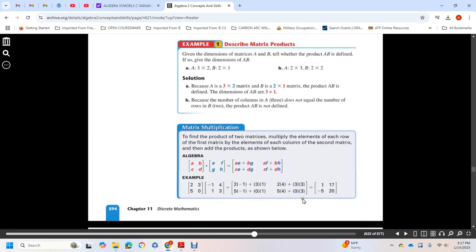Matrix multiplication. To define the product of two matrices, multiply the elements of each row of the first matrix by the elements of each column in the second matrix, then add the products as shown below. So we have the matrix with elements A, B, C, D times the matrix with elements E, F, G, H. So we have AE plus BG, AF plus BH, and CE plus DG, CF plus DH.